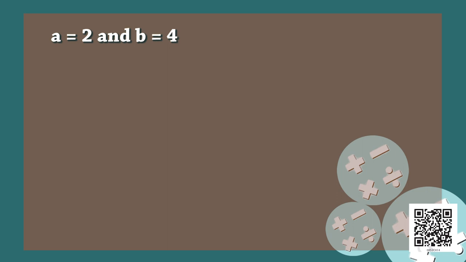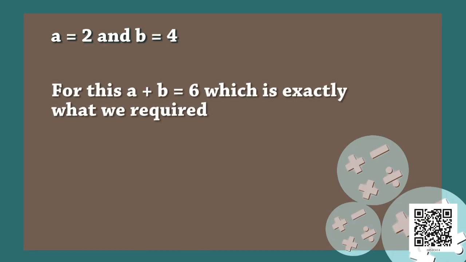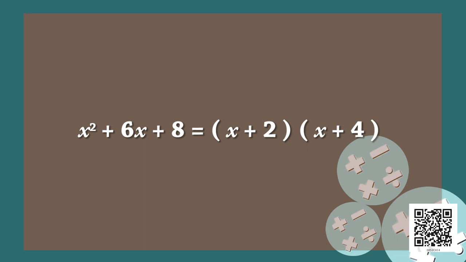Let us try by taking a is equal to 2 and b is equal to 4. Then a into b, that is 2 into 4, is equal to 8, and a plus b, that is 2 plus 4, is equal to 6, and that is the value we want. So, this clearly holds true for the given requirement. Hence, we can write x square plus 6x plus 8 is equal to x plus 2 into x plus 4.